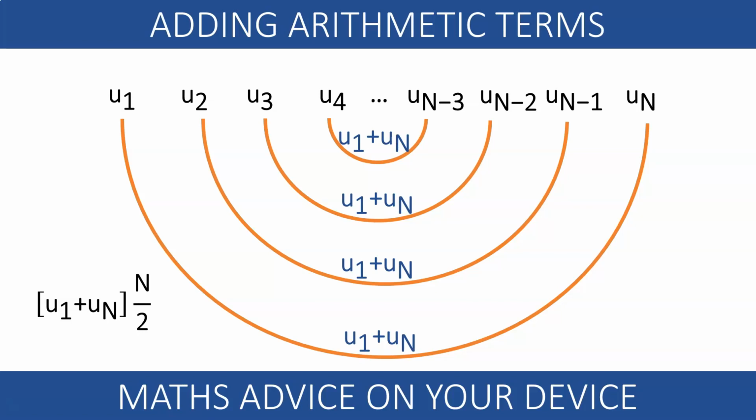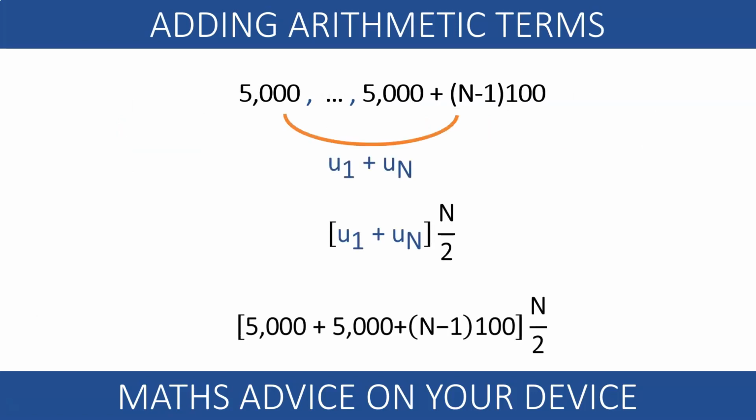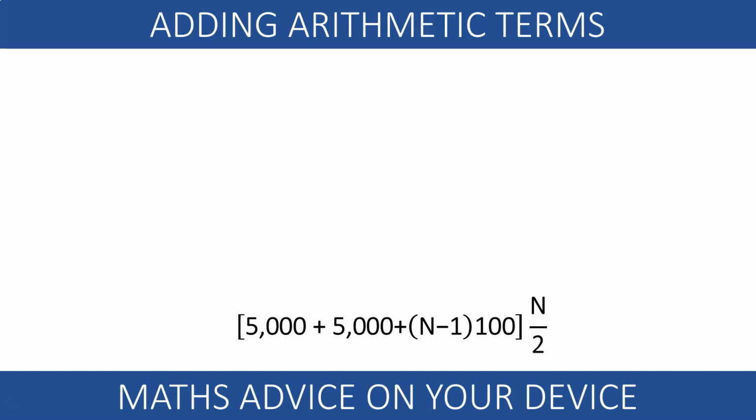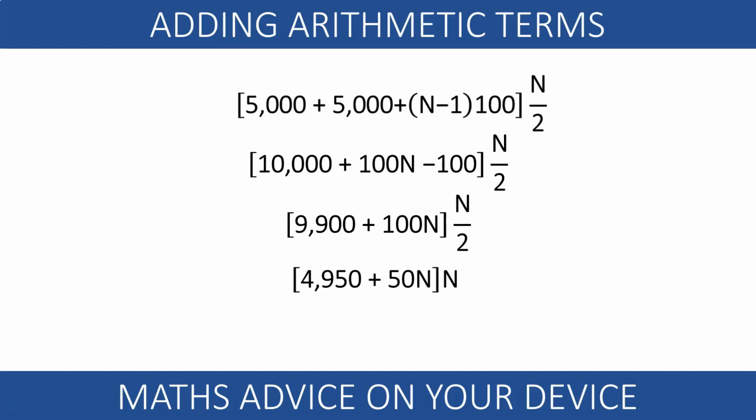We can use the same approach to write an expression for the total amount of money that you make after n months on the job. Adding the first and the nth term and multiplying this sum by n over 2, we just need to simplify it. Expanding the bracket, collecting like terms, and dividing each term inside the bracket by 2, we end up with an expression for the amount of money that you make after n months on the job.